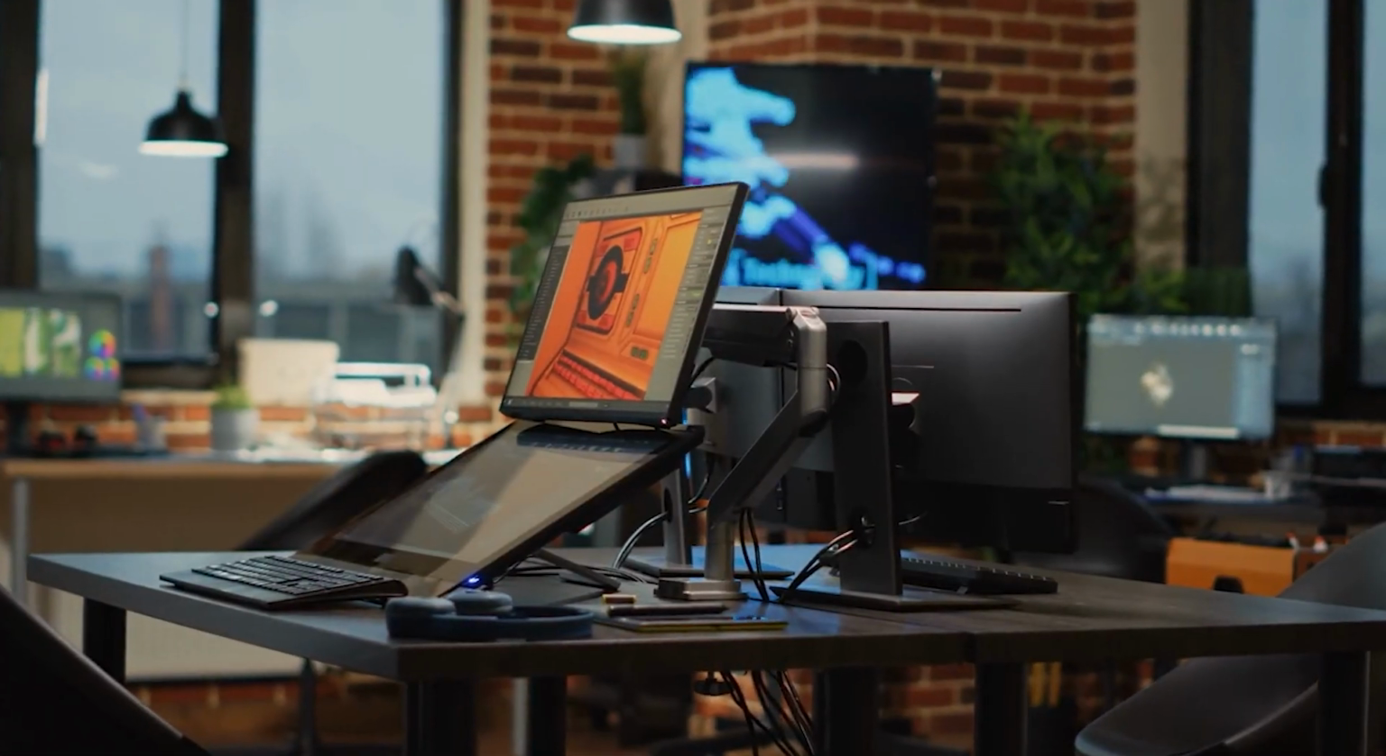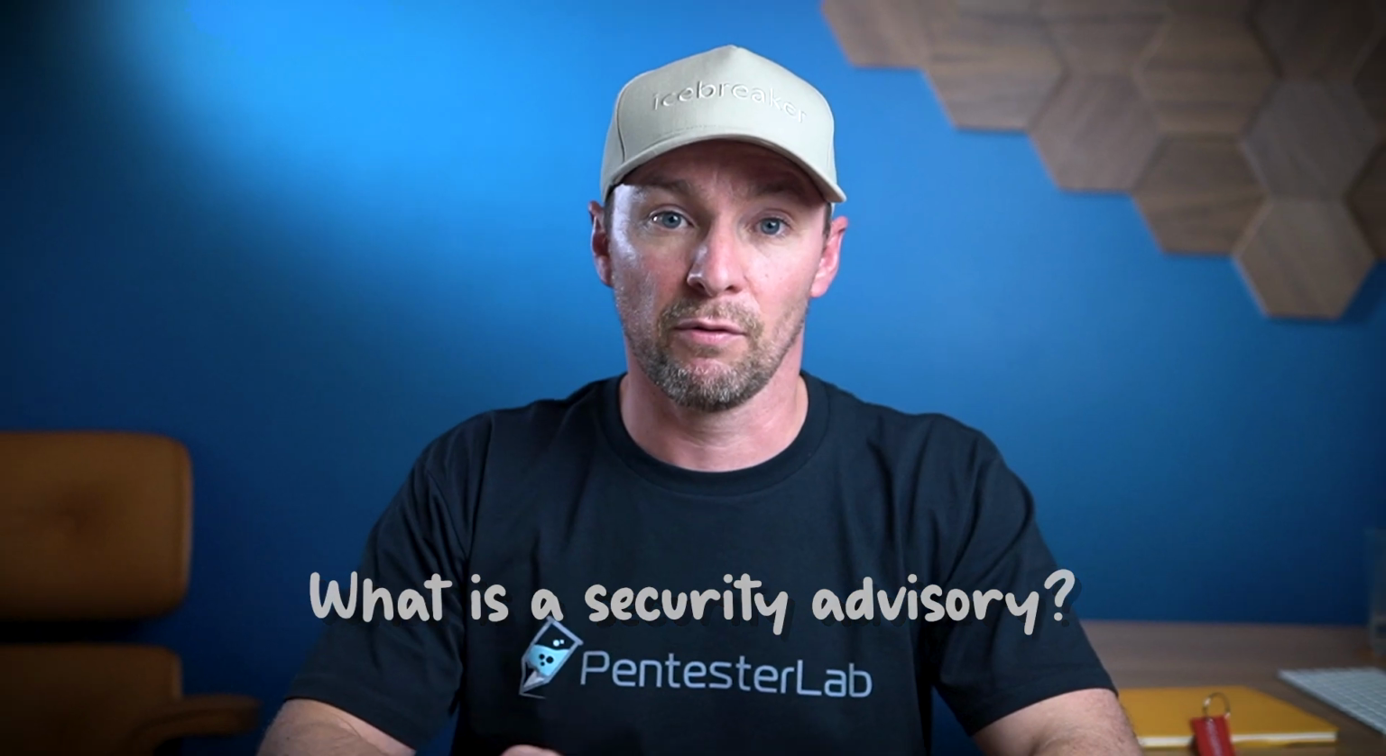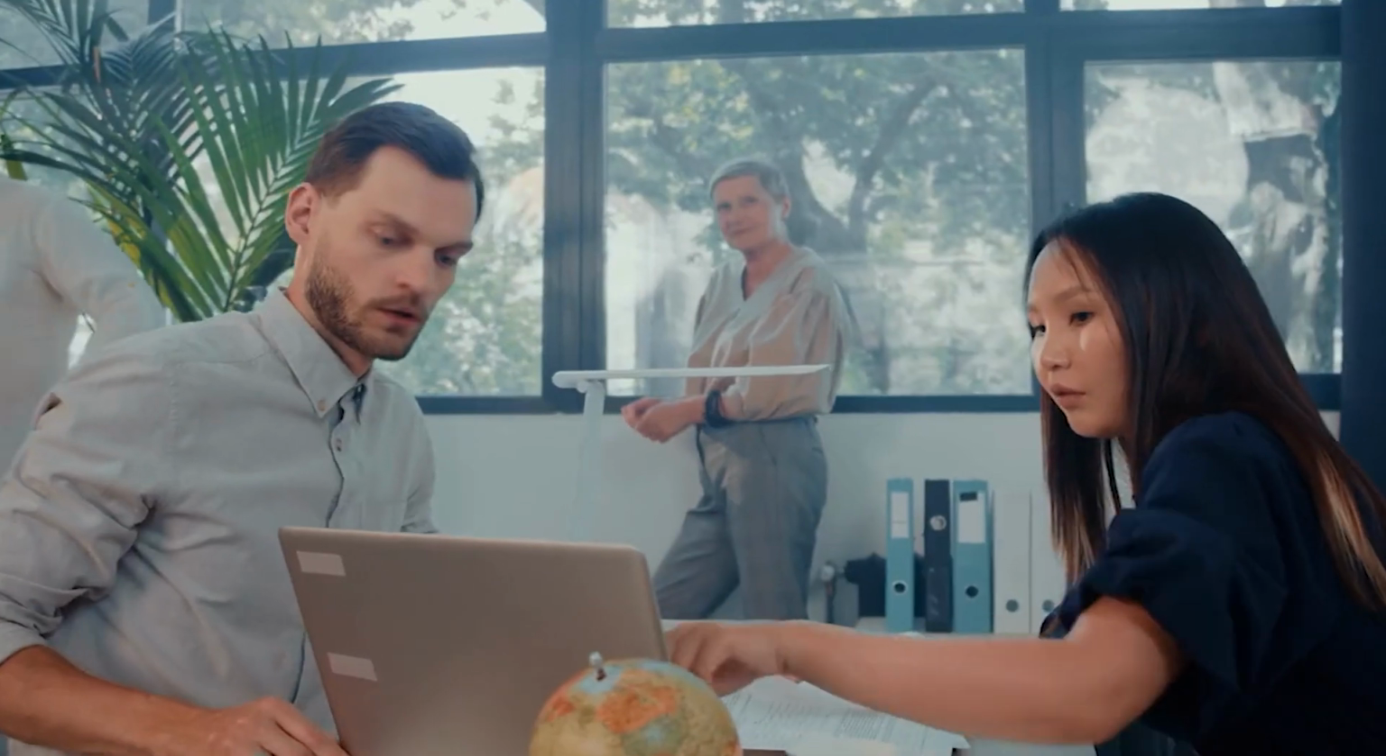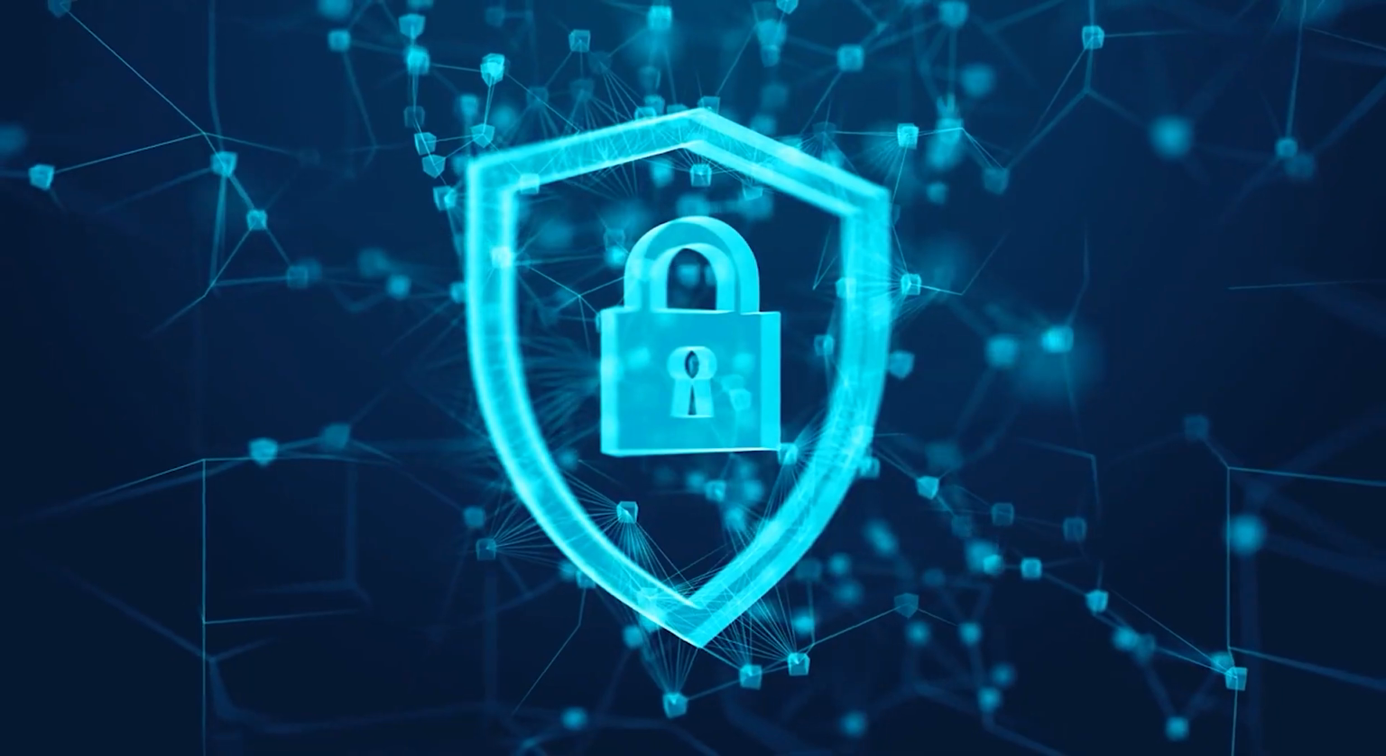I read a lot of security advisories as part of the content curation process for Pentester Lab. And trust me when I tell you, there is a huge gap between a good and a bad advisory. First off, what is a security advisory? Well, it's a notice issued by a software provider or a third party to inform users about a security vulnerability in a product. This helps users understand the risk and take appropriate actions to protect themselves.